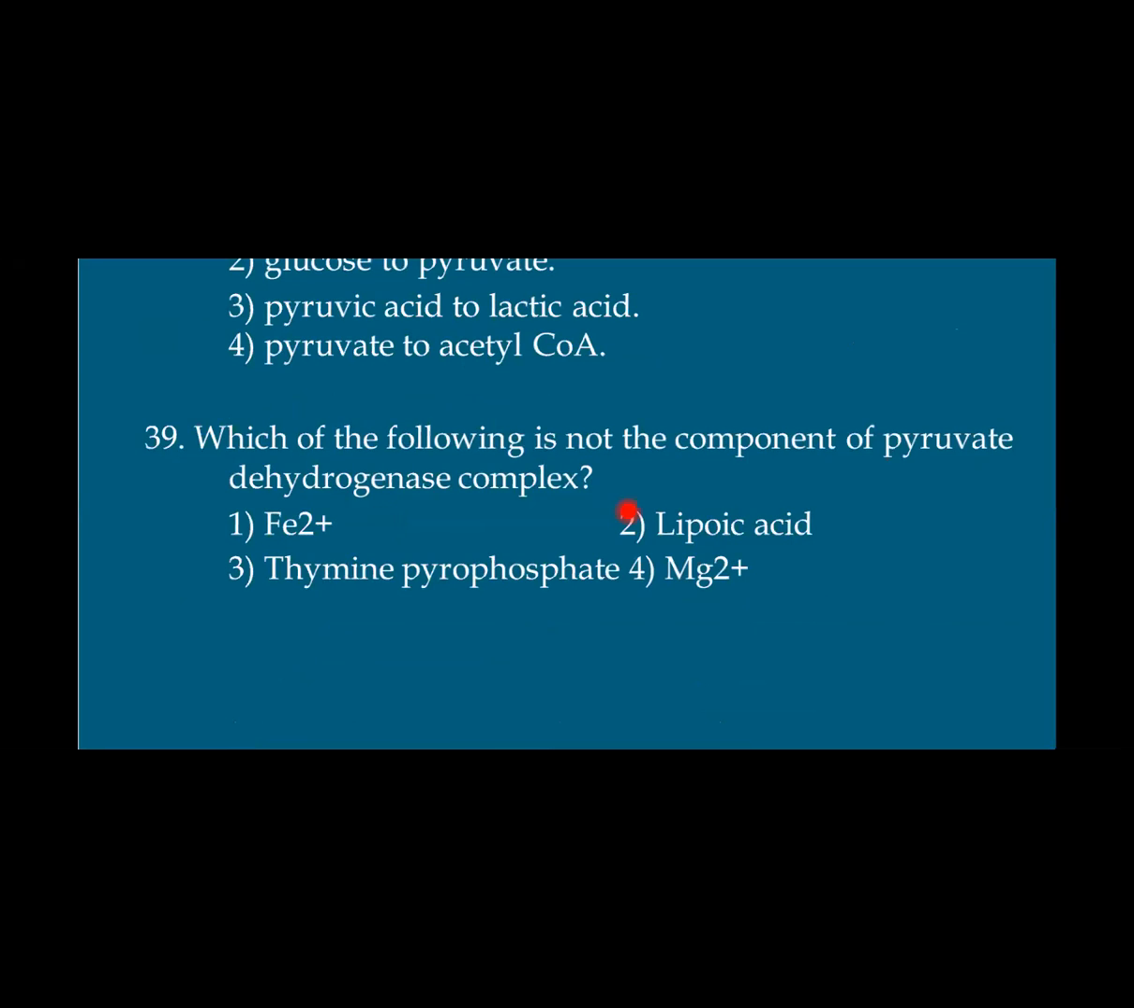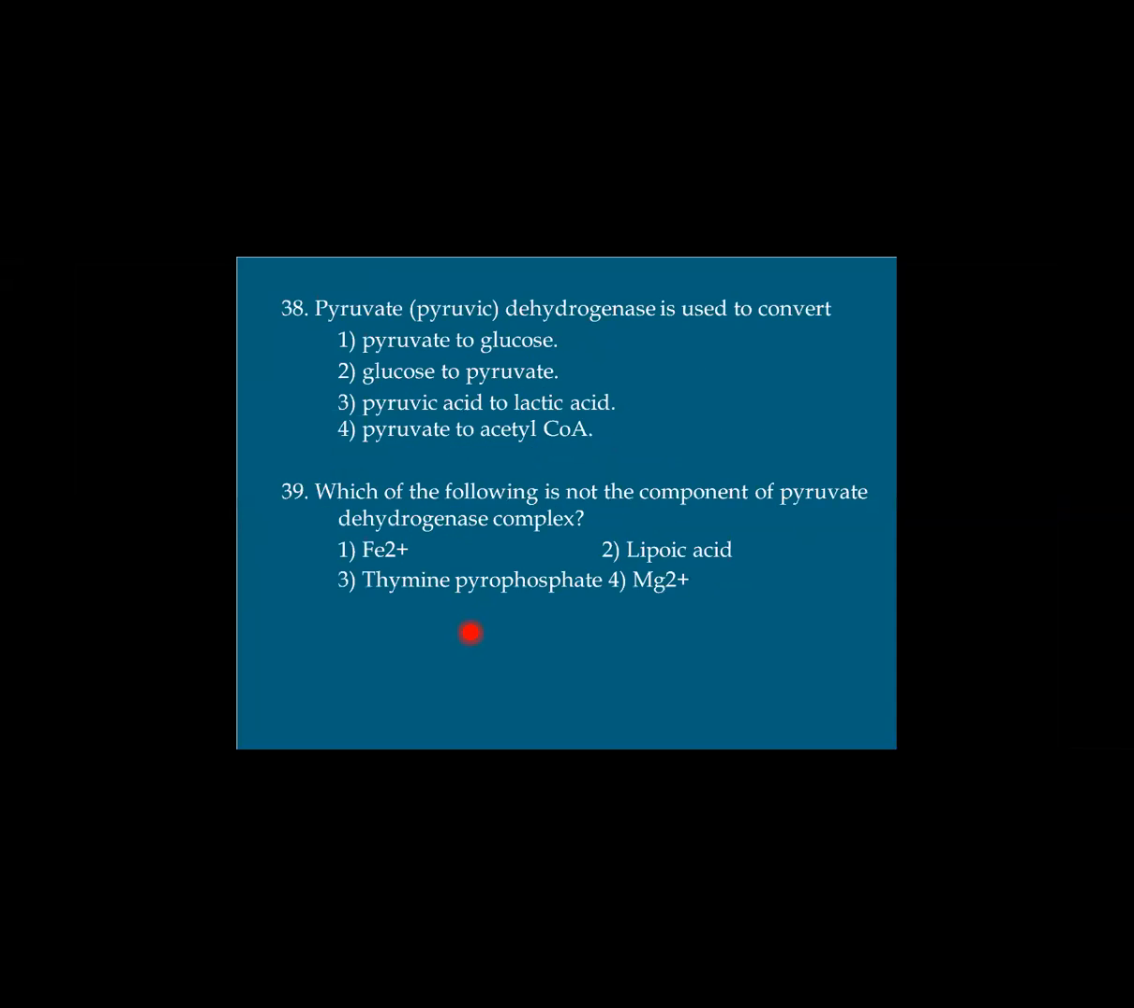Next question: which of the following is not the component of pyruvate dehydrogenase complex? Yes, in the previous question I have said pyruvate dehydrogenase is a multi-enzyme complex which requires the aid of many different coenzymes and cofactors. The question is, which is not the component? Option 1, ferric iron component or iron cofactor. Option 2, lipoic acid. Option 3, TPP, thiamine pyrophosphate. And option 4 is magnesium ion. Students, option 1, Fe2 plus, is not a component of PDH complex. Whereas 2, 3, and 4 are all required for the activity of pyruvate dehydrogenase enzyme. Option 1 is the answer for this question.